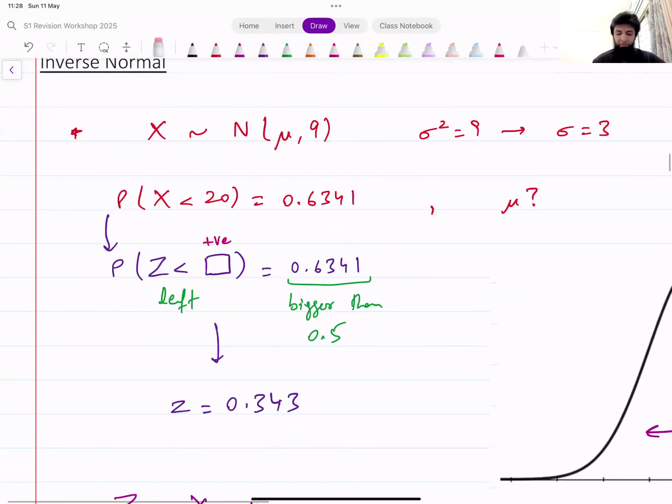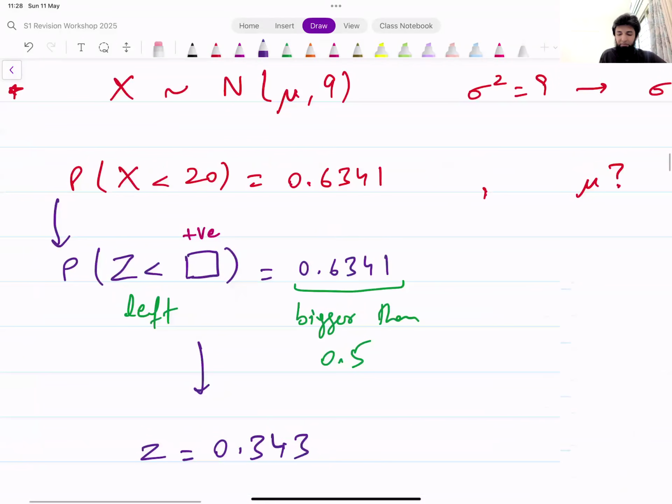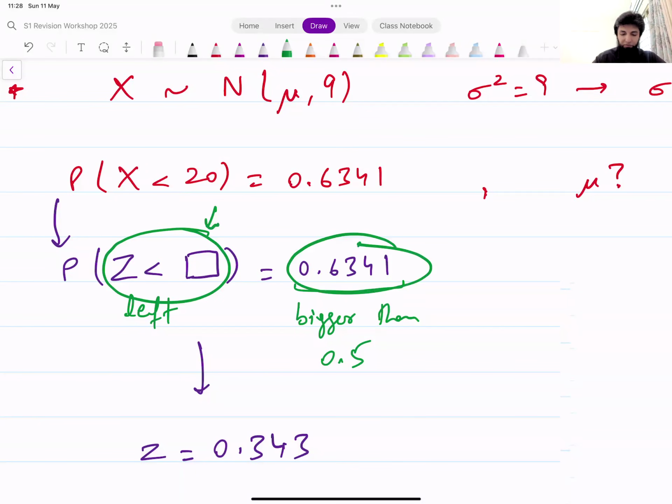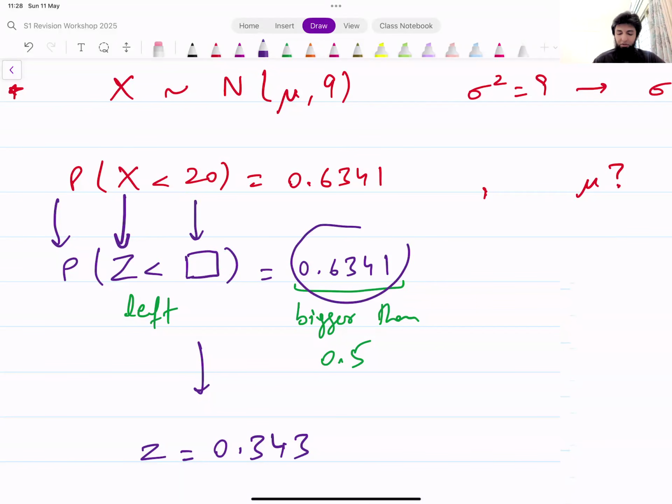First of all, you say, okay, if probability of X is less than 20 is equal to 0.6341, you think of it like this. What's the corresponding Z value for this going to be? So you write it like this: Z less than some expression that is equal to this. You replace X with Z and you say Z less than some value that is going to be equal to this probability. So we have to find the value of Z that corresponds to 20 here.